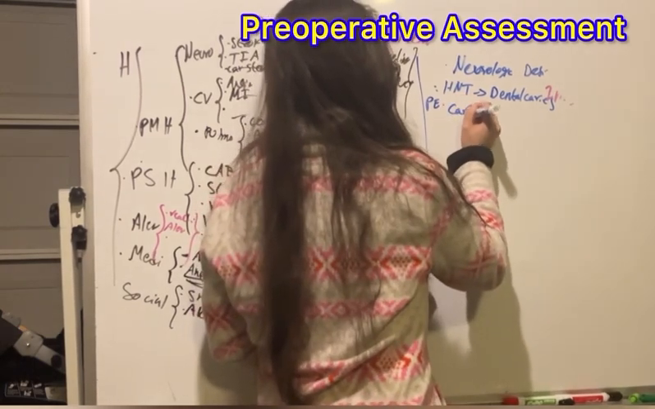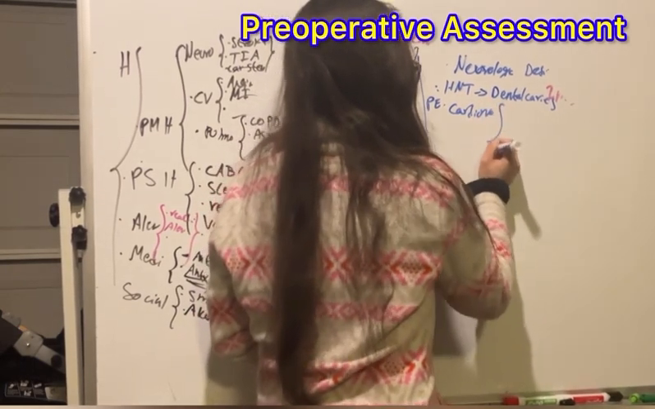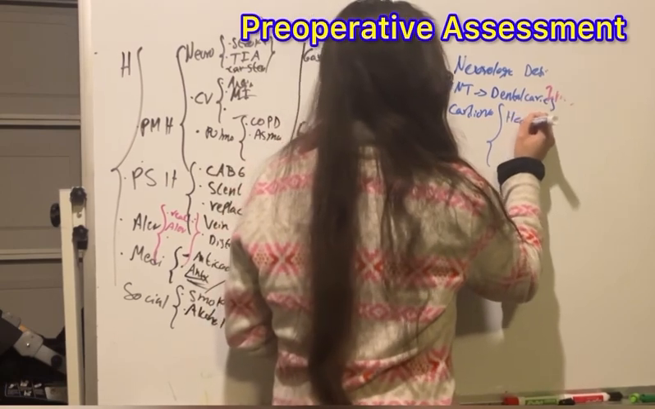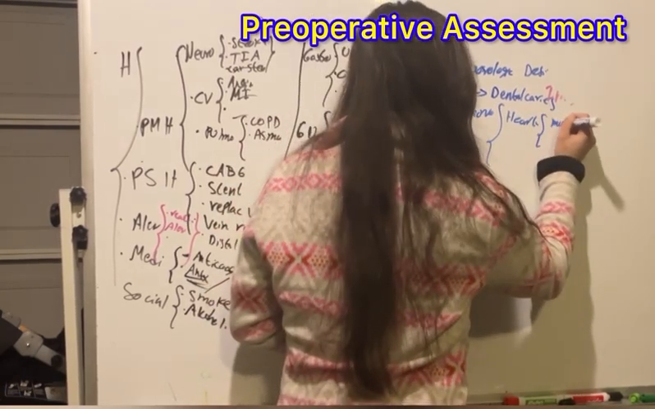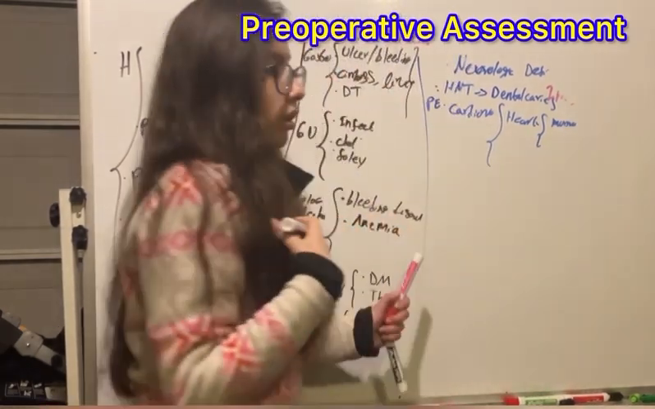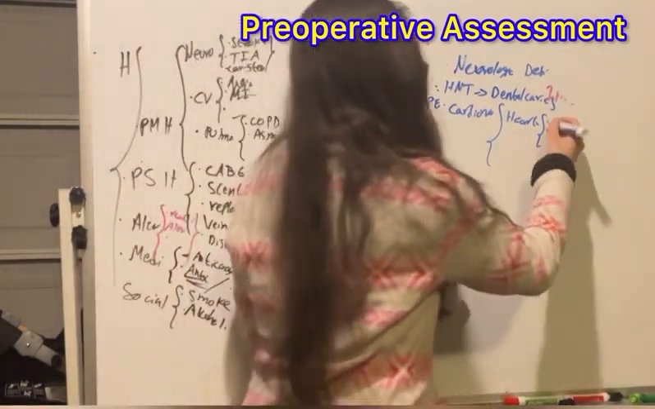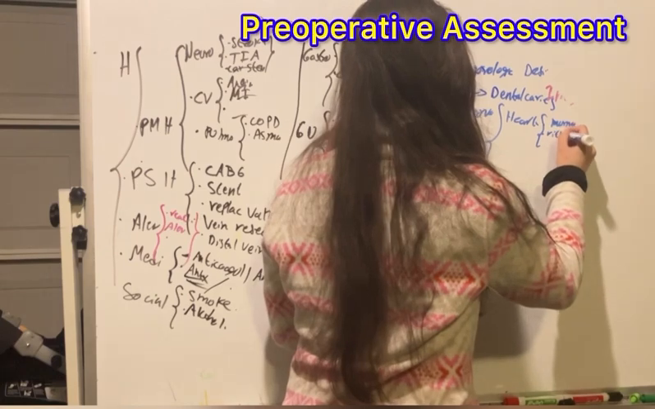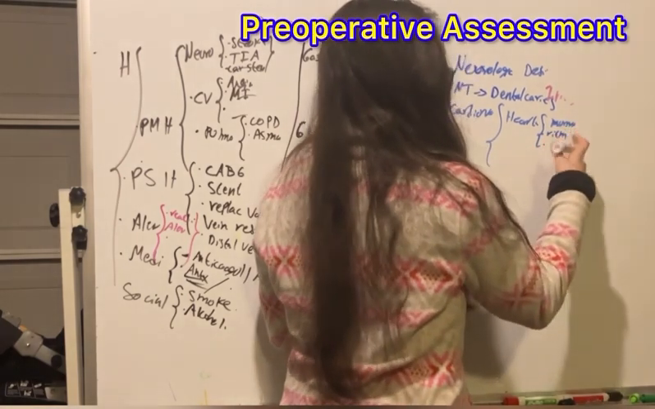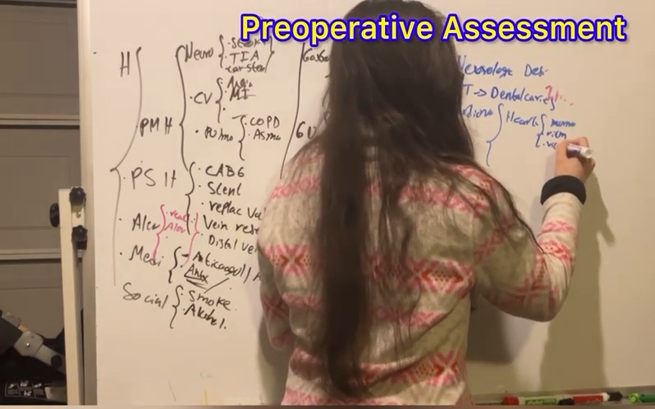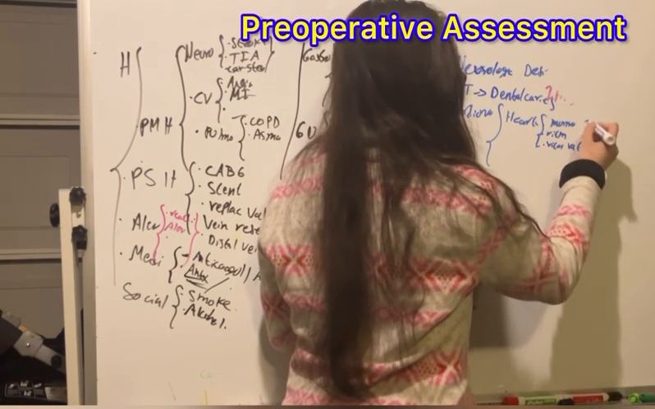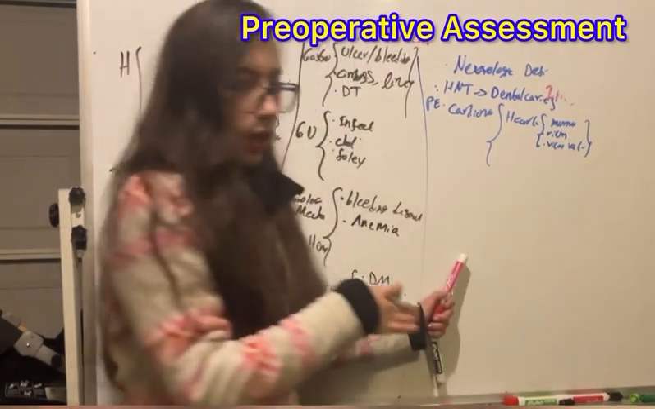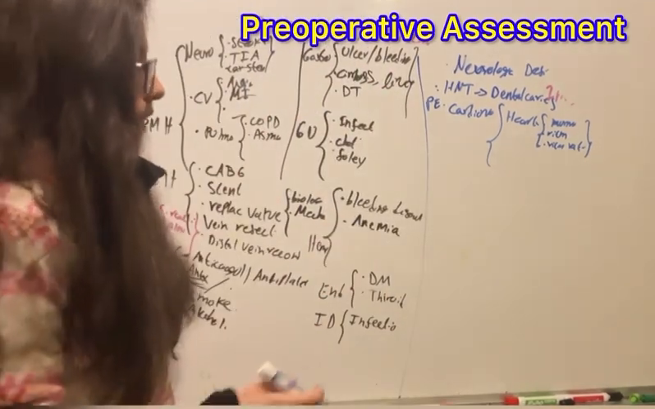Then cardiovascular examination, so heart: any murmur we can hear in the chest, the rate of the patient, if we have a rhythmic rate or an irregular rate, if the patient has bradycardia or tachycardia.